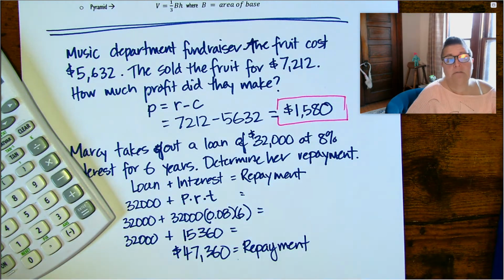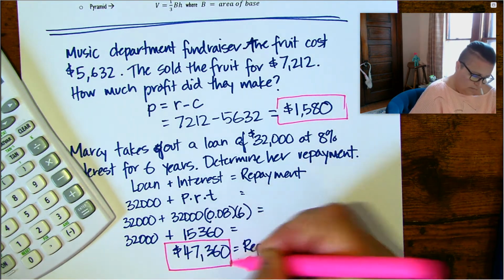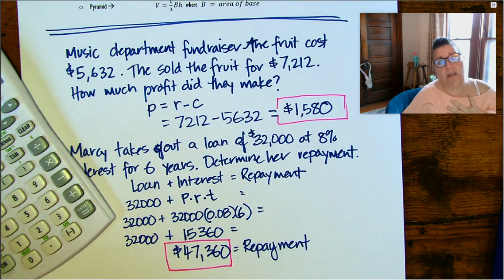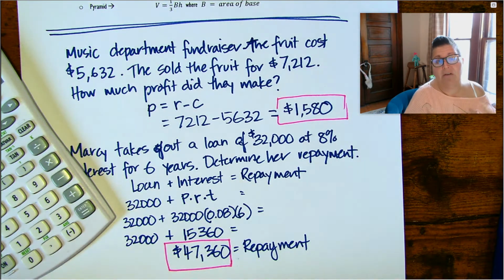That's a lot. Why would anybody do that? Well, usually I can speak as somebody who's taken out a loan, you take it because now you can pay in monthly installments. So now you can pay once a month for 6 years.